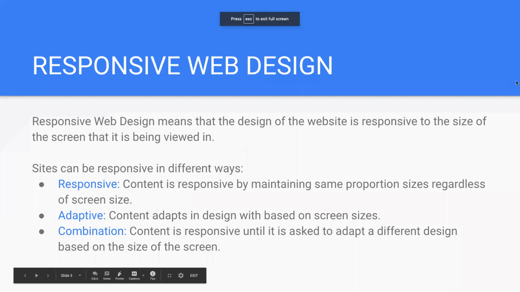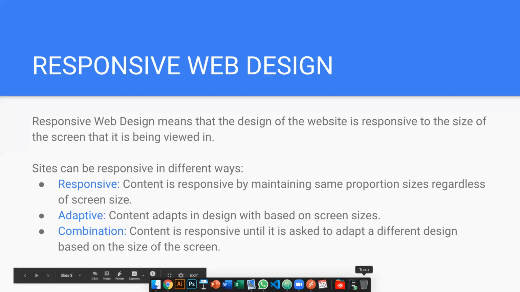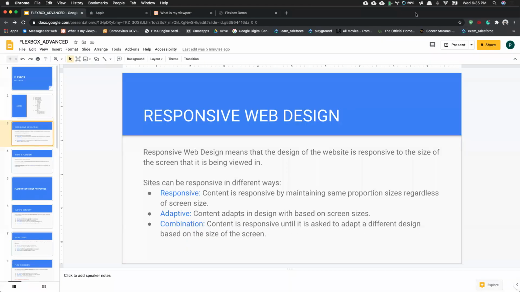Now, sites can be responsive in different ways. Okay, so first is just responsive. Responsive site basically means the content is responsive by maintaining the same proportion sizes regardless of the screen size, which means that you can have a website that is responsive, yes, but shrinking it down does not change the proportion and the layout of anything. Even if it's super big or super small, the website layout is exactly the same. Okay, it's just a smaller or a bigger screen.